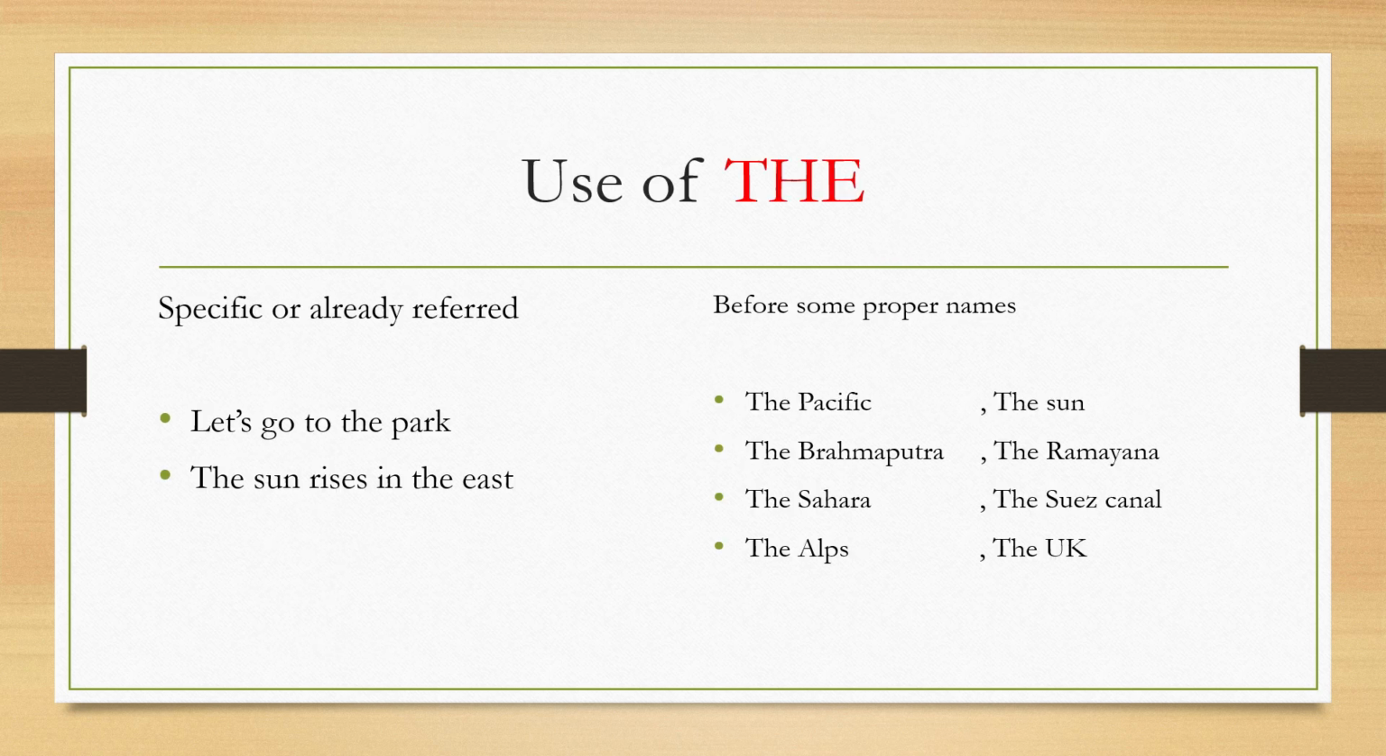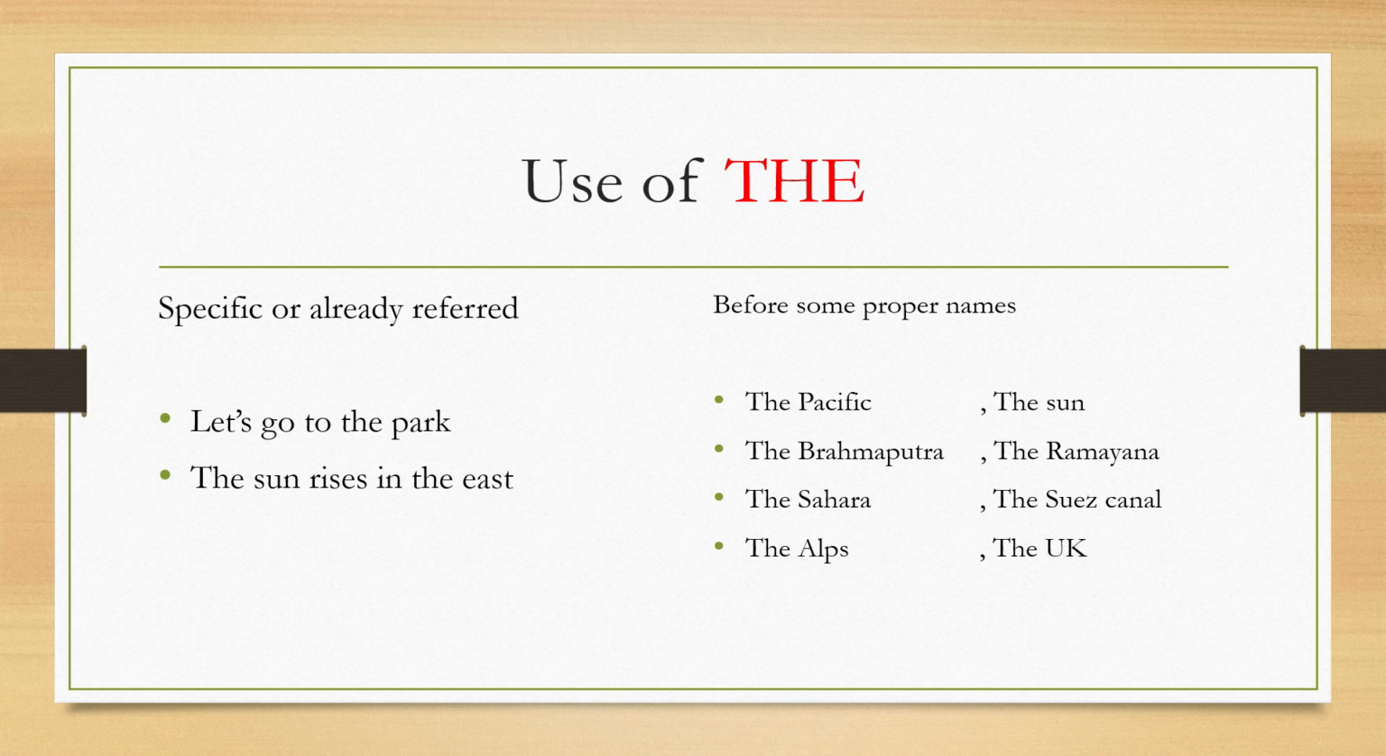Use of the. The is used for something specific or already mentioned. For example, let's go to the park. Here, a group of people are going to a particular park which they have already mentioned. The sun rises in the east. Here, the sun is unique.